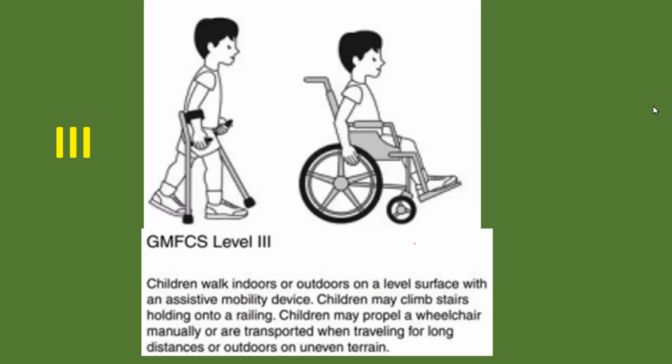Class 3, GMFCS level 3: children walk indoors or outdoors on a level surface with an assistive mobility device, such as crutches or a wheelchair. Children may climb stairs holding on a railing. Children may propel a wheelchair manually or are transported when traveling for long distances or outdoors on uneven terrains.